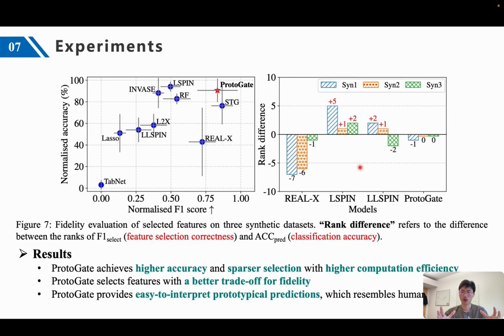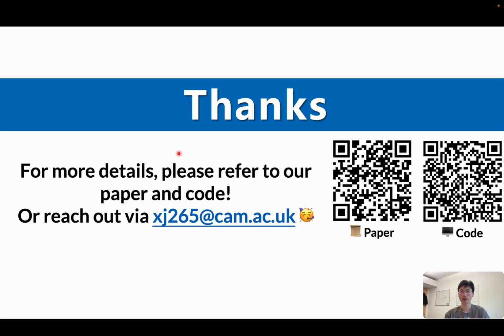And furthermore, on the synthetic dataset, we further evaluate the co-adaptation problem avoidance. Specifically, we compare the prediction accuracy and the fidelity of feature selection. Generally, ProtoGate strikes a good balance between them, which shows that this method can preserve the fidelity of feature selection well while achieving very high accuracy. Okay, these are basically the core contributions and main results of our work.